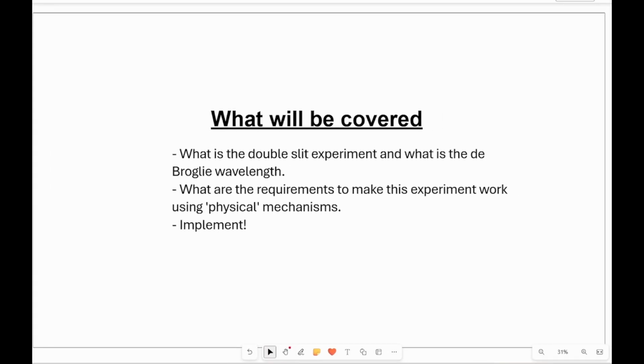So, what we'll be covering. First, we'll just do a quick review on the double slit experiment and how it works with the de Broglie wavelength. And most of this whole episode is going to be looking at particles. We'll talk about light a little bit, but really I'm more interested in if we were to use an electron through the double slit experiment. Then I just want to review what kind of requirements we would need to make this experiment work using just physical mechanisms. And then we're going to do a couple simulations and see if we can get this to work.